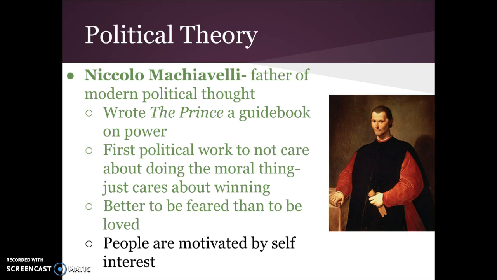So Machiavelli had been on and off with the Medicis for a period of time, and what ends up happening is he writes a book called The Prince for the Medici family. It's a guidebook on power, how to get it, how to keep it, how to best use it. And what's interesting about Machiavelli is, when I say he's the founder of modern political thought, he does things differently than everyone before him had done.